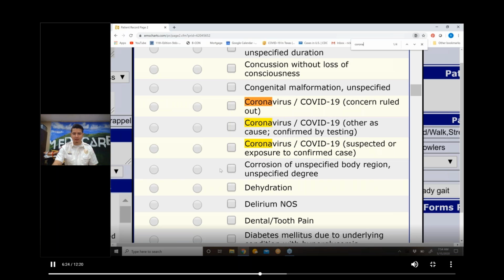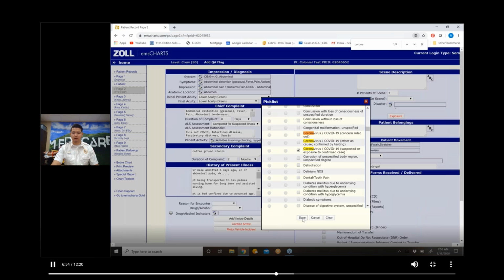The third option here is going to be suspected or exposure to confirmed case. And we're really expecting most people to fall under this category here of suspected or exposure. So a lot of persons now, as the caseload goes up, a lot more people are being exposed to people with confirmed cases. So be utilizing this one as probably your main one, unless, of course, they've been concern ruled out or it has been confirmed by testing.